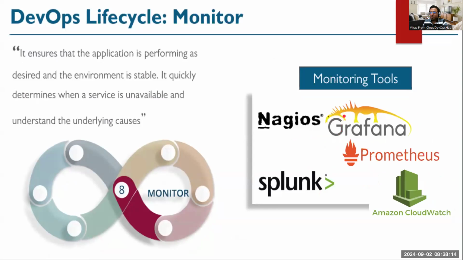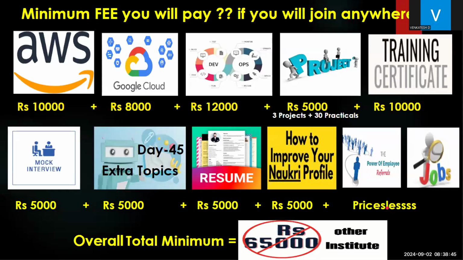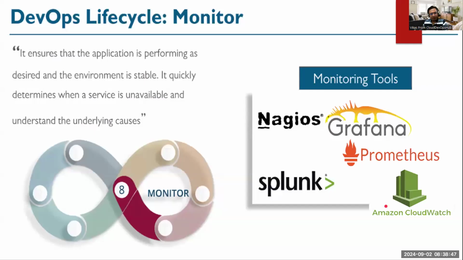For monitoring purpose, most of the companies, if it's a Kubernetes environment, Prometheus and Grafana is the first choice always. If you're completely into AWS, Amazon CloudWatch is the first choice. For logging, Splunk is the most popular solution available. Nagios, AppDynamics, and many other tools are also available, but our focus area will be Prometheus, Grafana, Splunk, and CloudWatch. I will teach you all these 4 tools. This is all the DevOps tooling which we have to understand.